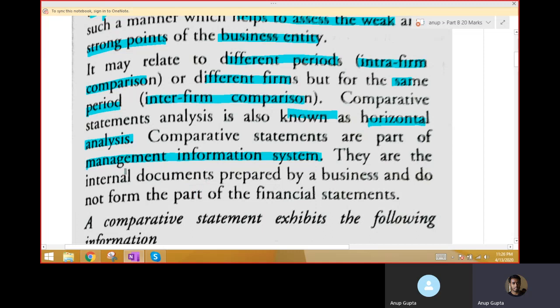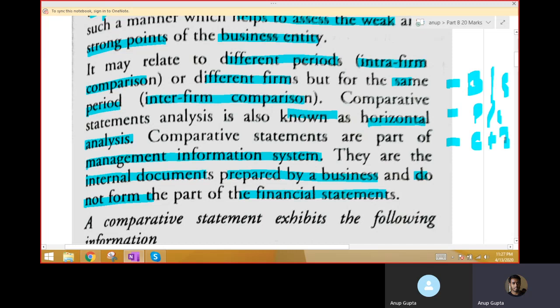They are internal documents, and this comparative statement does not constitute part of the financial statement. These are internal documents prepared by the business to take decisions and do not form part of the financial statement, because the financial statement consists of the balance sheet, the statement of P&L, and the cash flow statement. So let us study further.